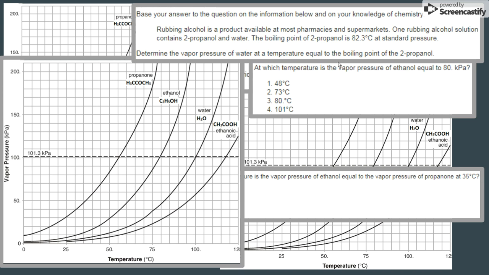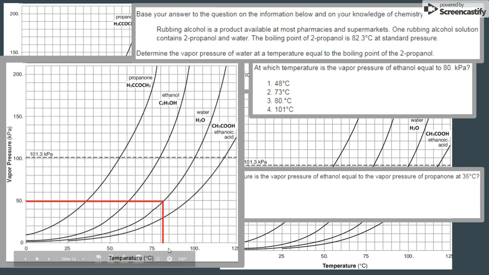Okay, for this problem, we see it wants to determine the vapor pressure at that temperature. The temperature at which 2-propanol boils is given in the text as 82.3 degrees Celsius. So if we locate that point, 82.3 degrees Celsius is right here, and it wants to know the vapor pressure of water. So we look at the water curve and find that the corresponding vapor pressure is about 50 kilopascals.